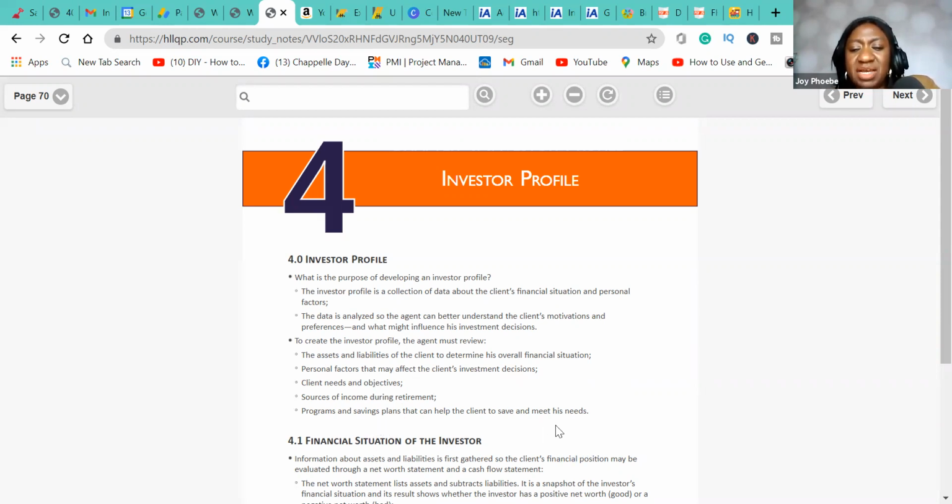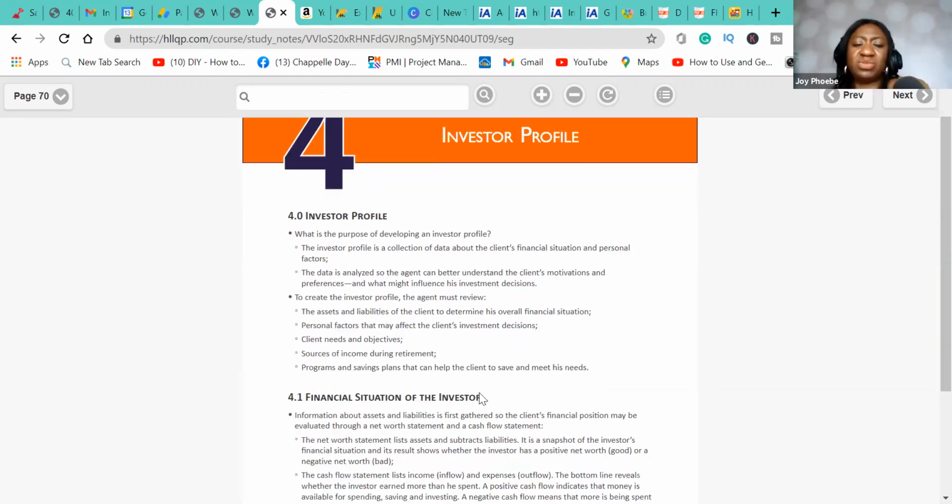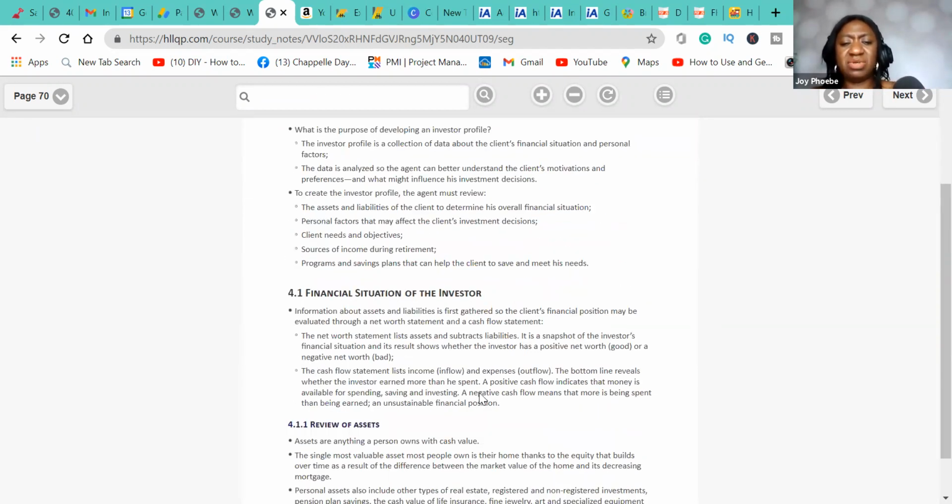We need to look at the source of income during retirement. Do they have any other source of income? Do they have anything to fall back on? And then we need to look at the programs and savings plans that can help the client save and meet their goals and objectives. Now, financial situation. What do you look at when you are looking at financial situation? You evaluate their net worth to see their asset management abilities and all that. This one I'm just going to run through.